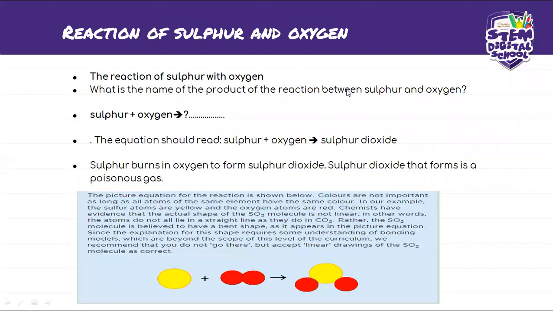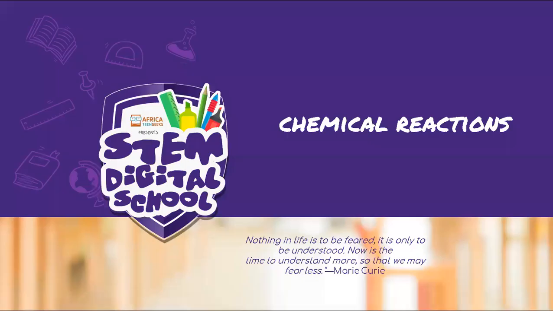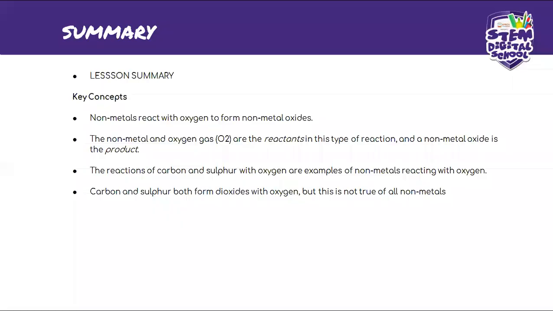Okay. So we are done with sulfur with oxygen also. So sulfur reacts with oxygen to give us what? Sulfur dioxide. Okay. So the word equation is sulfur plus oxygen giving us sulfur dioxide. All right. Then let's move to the next. Now, it's going to be the lesson summary before we go on with our activities.